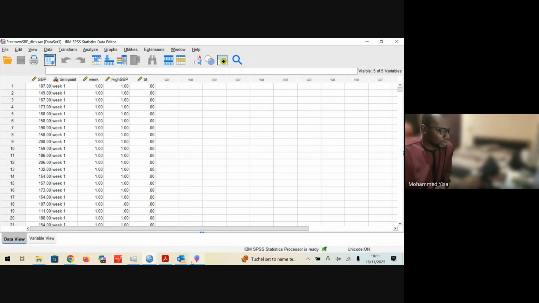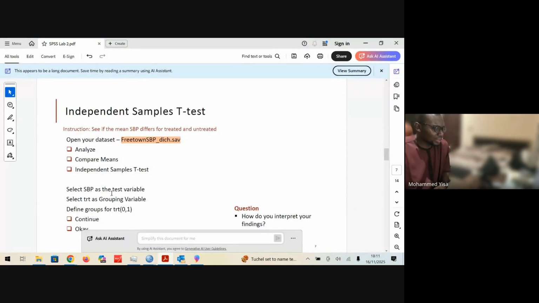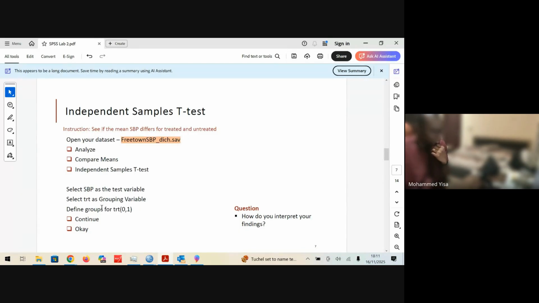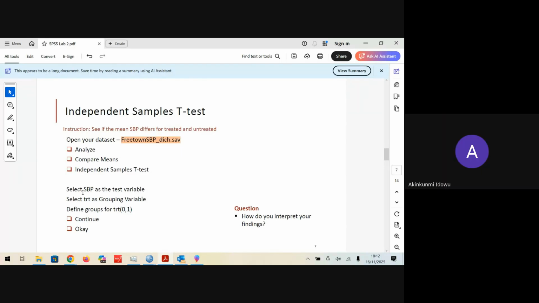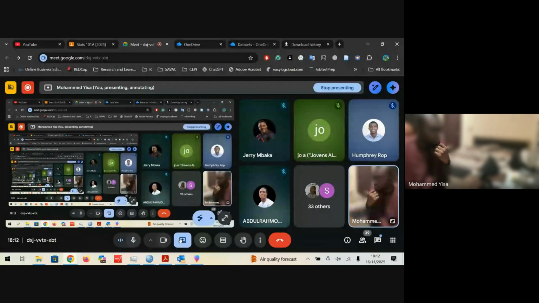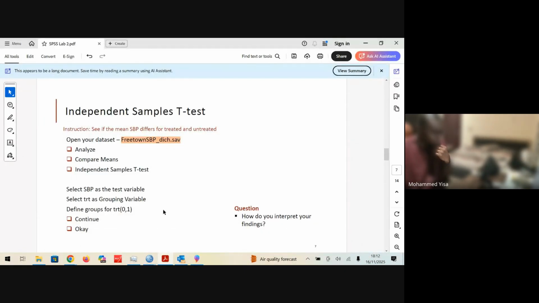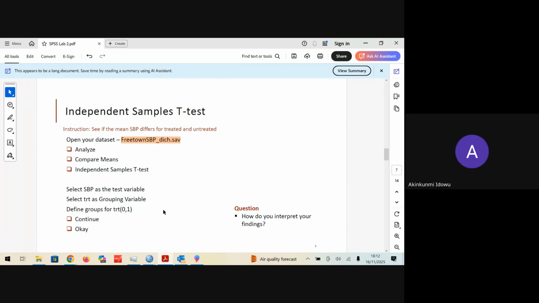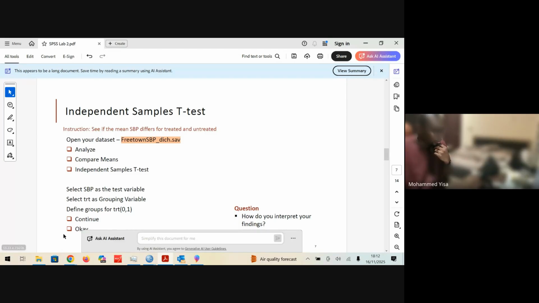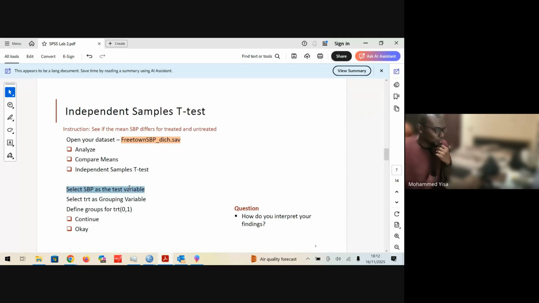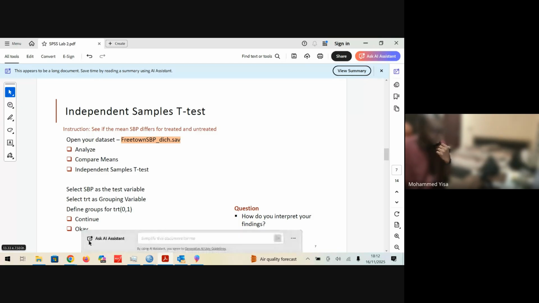So if we look here, it is asking us to do some things. It's asking us to use systolic blood pressure as the test variable. And then your screen is not showing though. Can you see my screen now? Yes. Okay. So you can see the instructions here. We're still going to do the same: analyze, compare means, and we'll select independent sample T test.